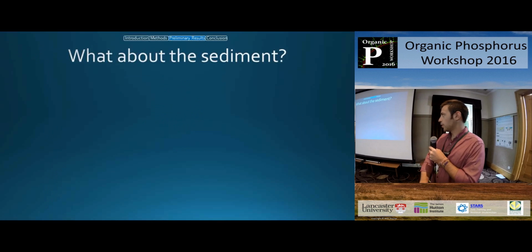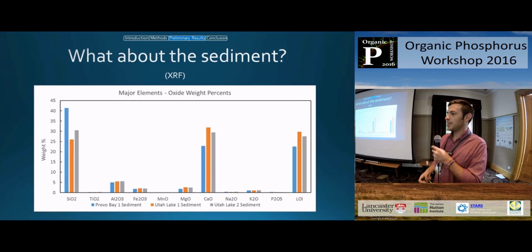So now we want to look at some XRF data. This is X-ray fluorescence, and we were able to find that silica and calcium, which we guess is because of the geology, sort of dominate the sediment. We also have roughly 20 to 25% organic matter, which we found through loss on ignition. We do have some aluminum and iron, which are known to react with phosphate and phosphorus, and then we have a lot of iron sulfides and some clay minerals.